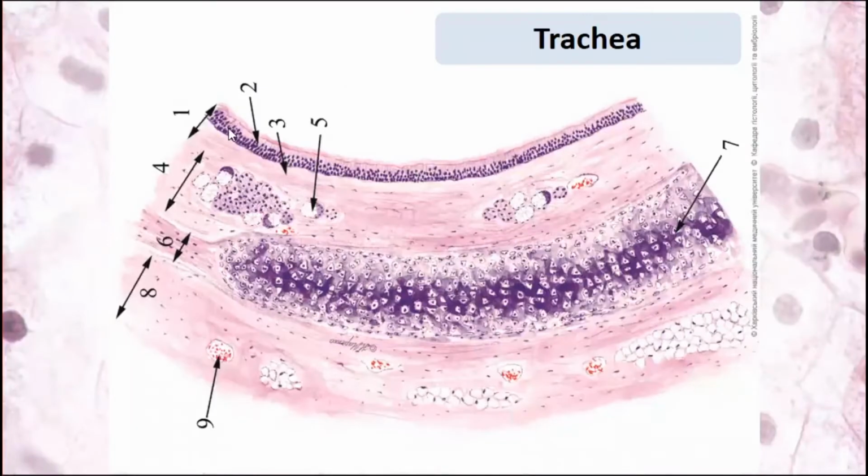Here we can see it's mucosa, epithelium, and lamina propria, and Vascularis Mucosa isn't well developed. Next, it's submucosa with glands. Here, fibrocartilaginous layer is present. It's cartilage, hyaline cartilage, and its fibrous membrane. And this is adventitia with blood vessels, and also adipose tissue may be present here.